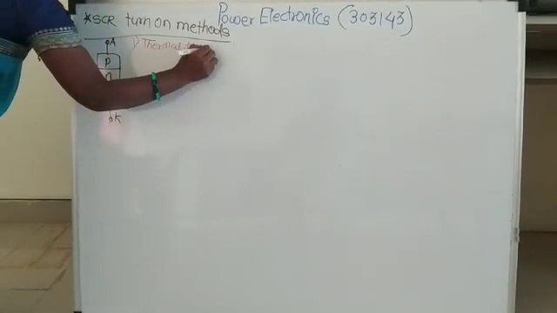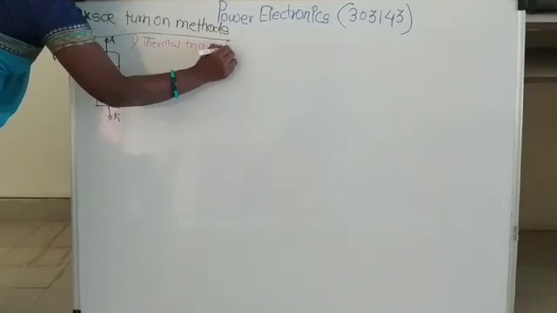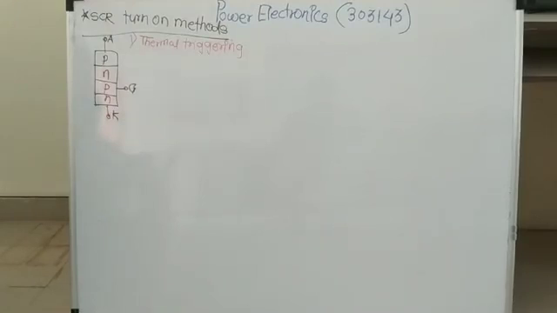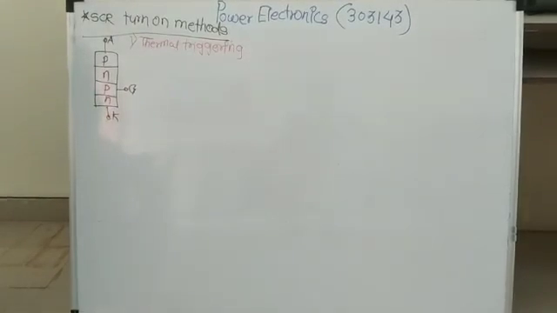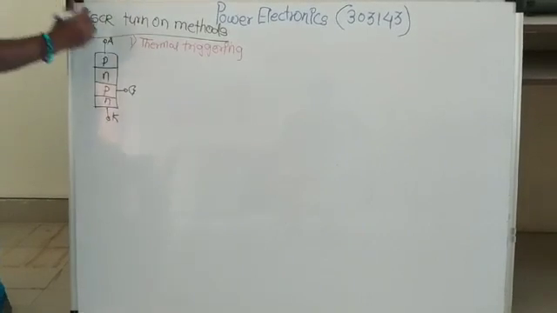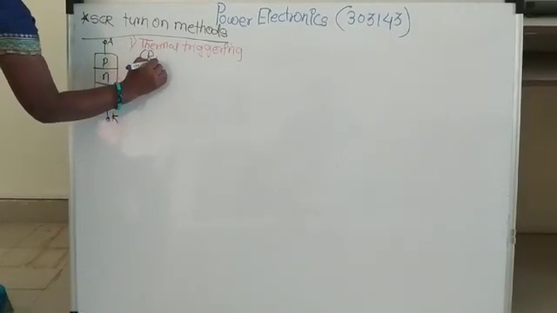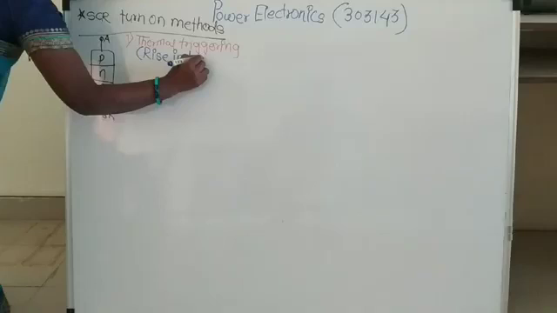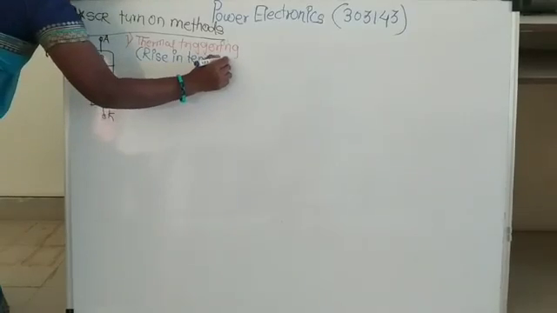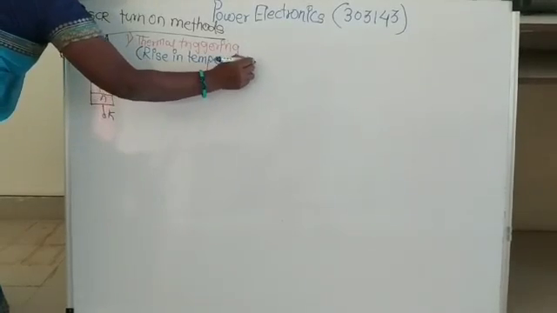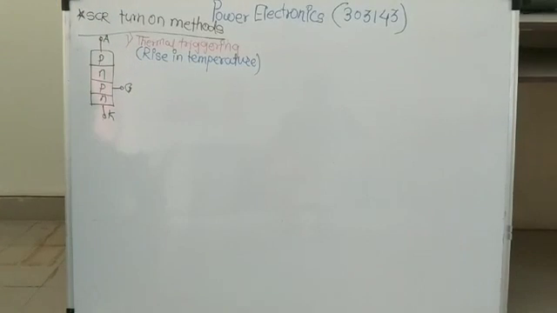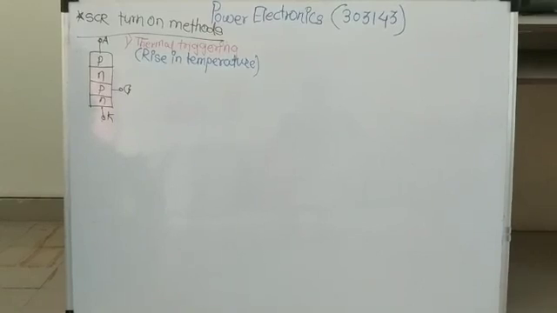Thermal triggering. Thermal, its name itself indicates that thermal is nothing but temperature. Means in other words, we can say that rise in temperature. Means when we rise the temperature or increase the temperature, at that time also SCR gets turned on. This is the first turn-on method of SCR.